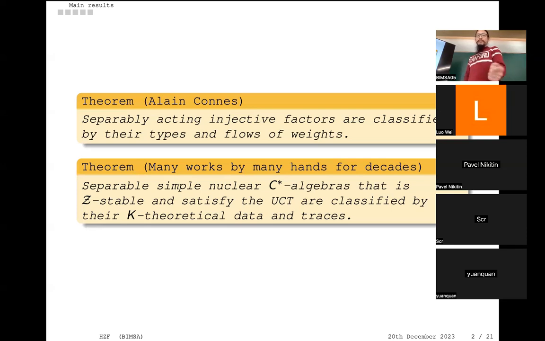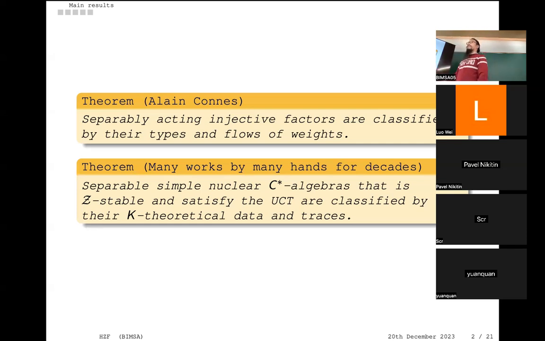You see that separability corresponds to separably acting, injective corresponds to nuclear, and factor corresponds to simplicity. Injectivity is the right notion of amenability for von Neumann algebras, and the condition of nuclearity is the right notion of amenability for C-star algebras. The Z-stable condition has a counterpart in von Neumann algebras, but in that case it is automatically satisfied. And the UCT is something really interesting for C-star algebras. Later we will see some examples of these classification results for C-star algebras.